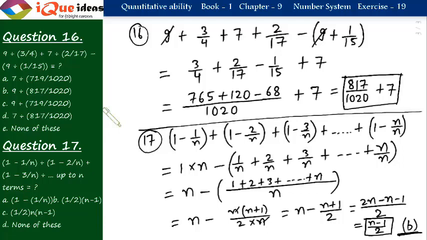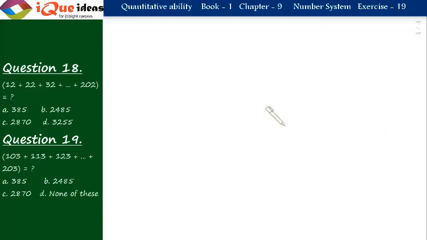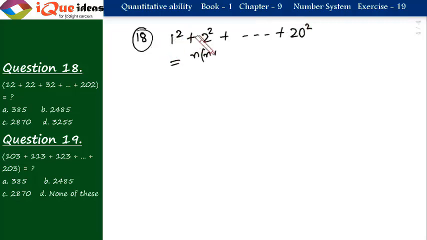Now the next question, question number 18. It says 1 square plus 2 square plus 3 square up to 20 square. We have just used the formula for sum of squares of natural numbers in one of the previous questions. You can directly apply. It is 20 square. So we know that the formula is n into n plus 1 into 2n plus 1 upon 6. Put n equal to 20 in this. So it is 20 into 21 into 41 divided by 6.